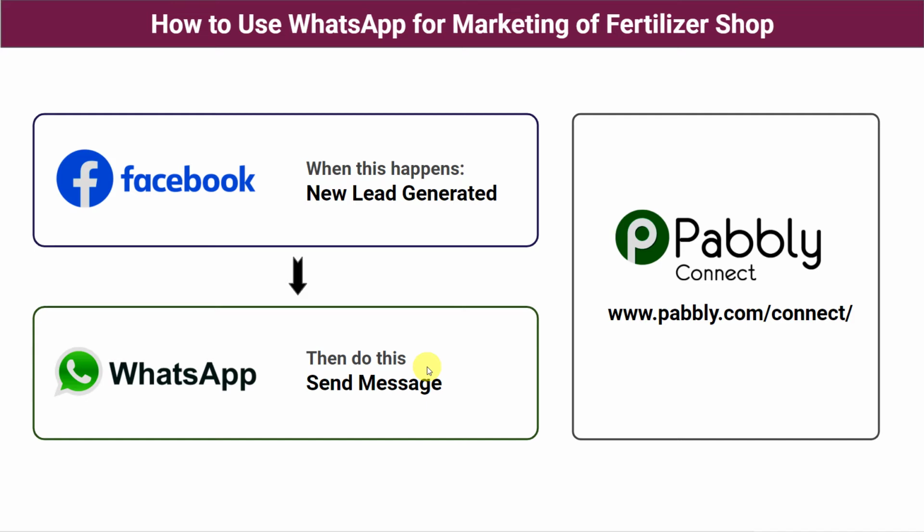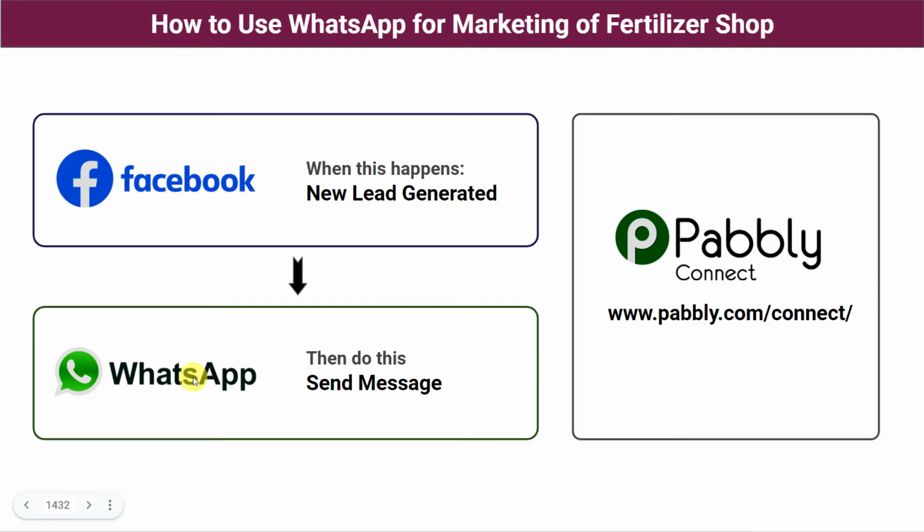The second option is you can create an automation so that whenever a customer fills the Facebook lead ad form, automatically your fertilizer shop brochure will be shared on the WhatsApp number of the customer. But here there is a problem, that there is no direct connection between Facebook lead ads and WhatsApp. So how to do this?